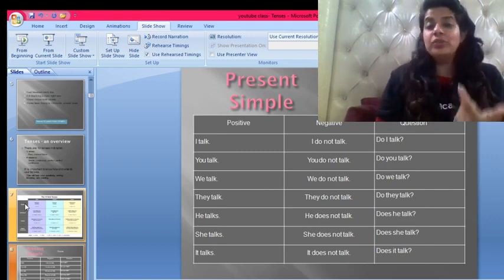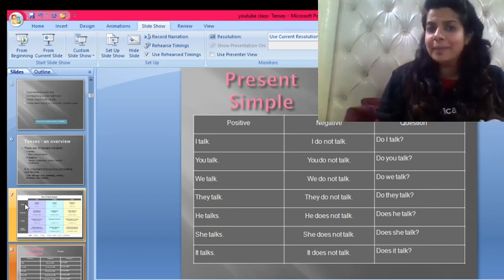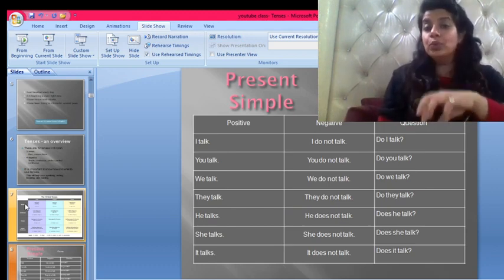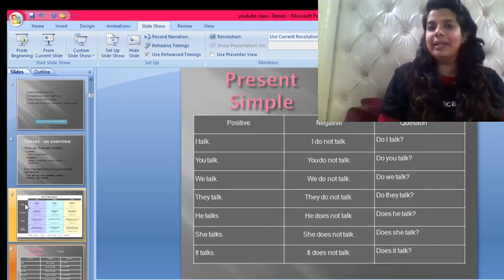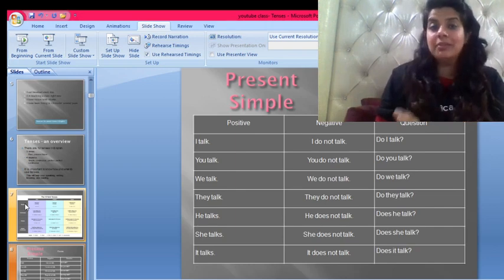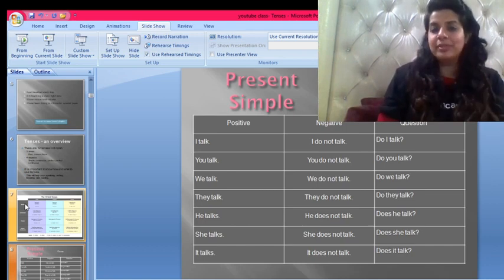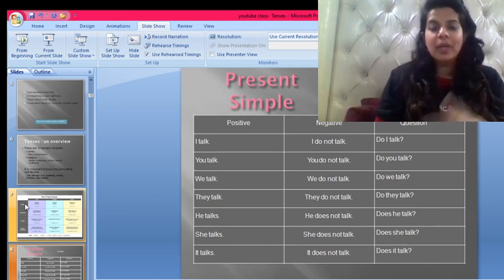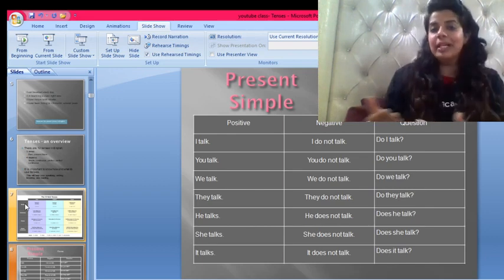And then the question form would be, do I talk? Similarly, what am I doing in this case? I am shifting the helping verb do from the center to the beginning, and I'm then placing a question mark at the end instead of a full stop, right? So these are the basic formations of sentences we must understand when we are talking about present tense. So let's have similar examples. You talk, you do not talk, do you talk? We talk, we do not talk. Do we talk? And similarly, it follows.